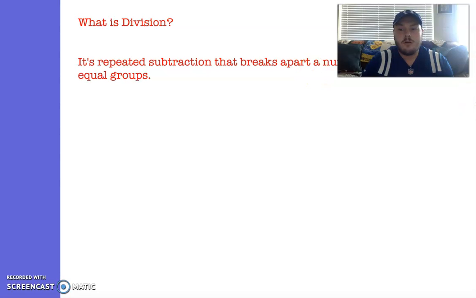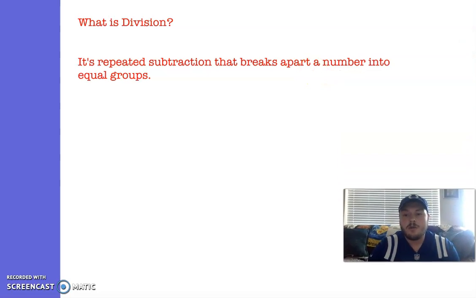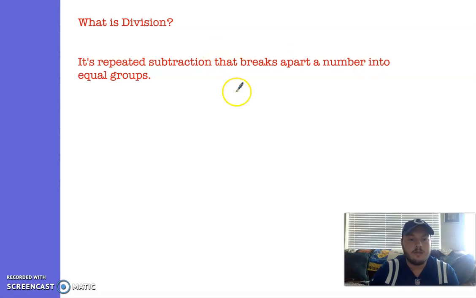So to start off, we're going to cover what is division. Division can be broken down because it's just repeated subtraction that breaks a number apart into equal groups. It's really important to know that division is repeated subtraction, so our answers are always going to be smaller than the total we start with.